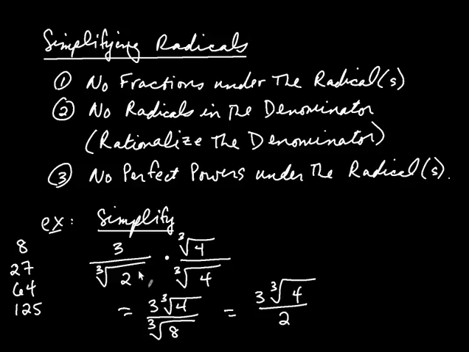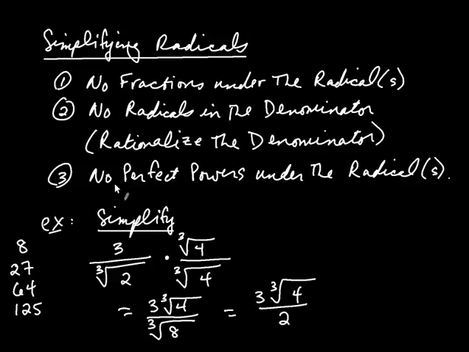Now notice how this number, the cube root of 2, is an irrational number. Notice what happened. I turned that into a rational number. And that's why we call this step, getting rid of radicals in the denominator, rationalizing the denominator. So this was step 2, to get a rational number in the denominator.